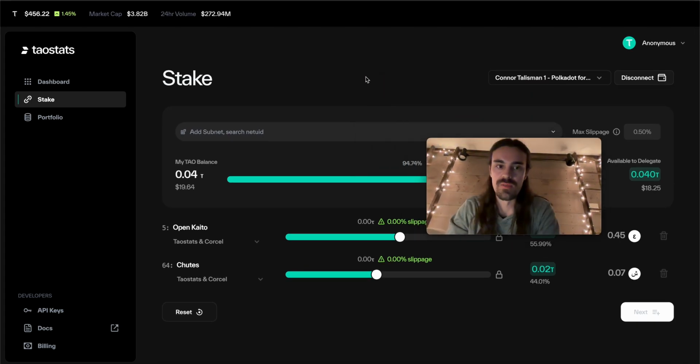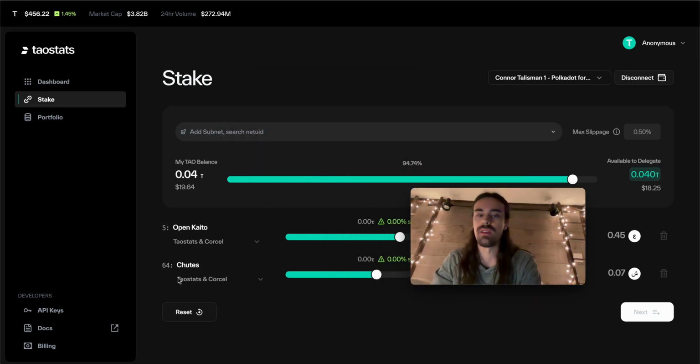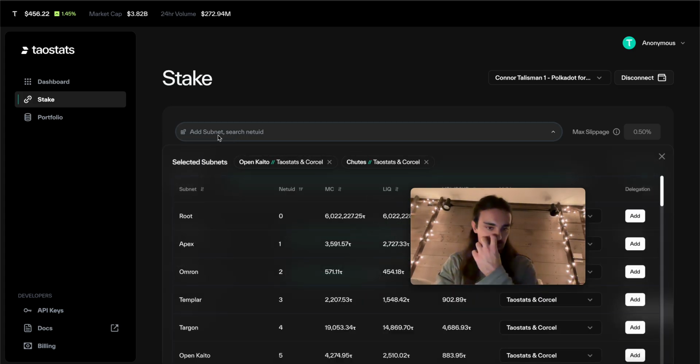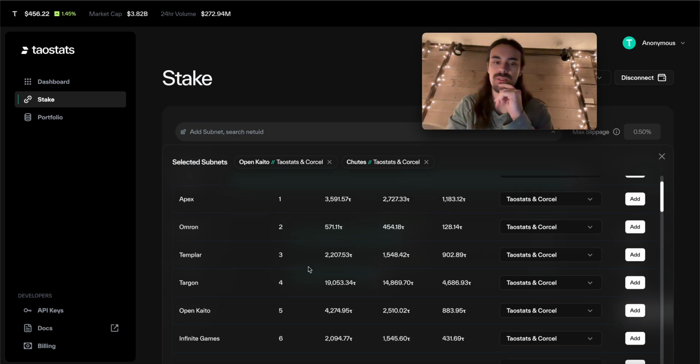So what you want to do is, once you are connected, this platform is going to prompt you to connect your wallet. Once you get in here, forget this, picture this was not here. You're going to want to go into this chart here, click add subnet, and then whatever subnet you think is really good.